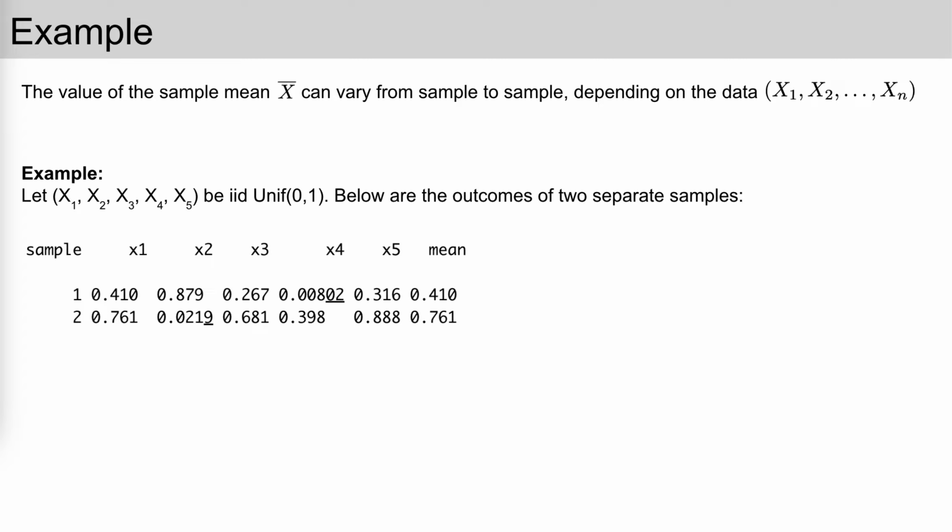For example, suppose we sample 5 independent outcomes from a uniform 0-1 model. The table below shows 2 possible sample outcomes. In the first sample in the first row, our 5 sample values range from a minimum of 0.00802 to a maximum of 0.879, with a mean of 0.410. The 5 sample values in our second sample range from a minimum of 0.0219 to a maximum of 0.888, with a mean of 0.761.